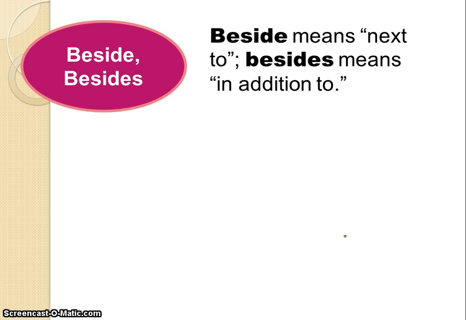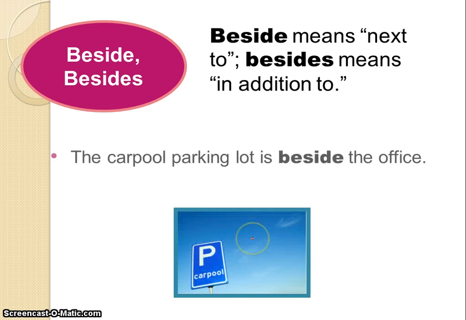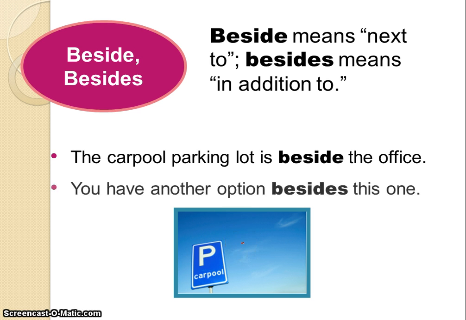Okay, beside and besides. Beside means next to, you're standing beside me. Besides means in addition to. The carpool parking lot is beside the office. Means it's next to the office. You have another option besides this one, or in addition to this one. So we want to watch our usage of these 2 words.